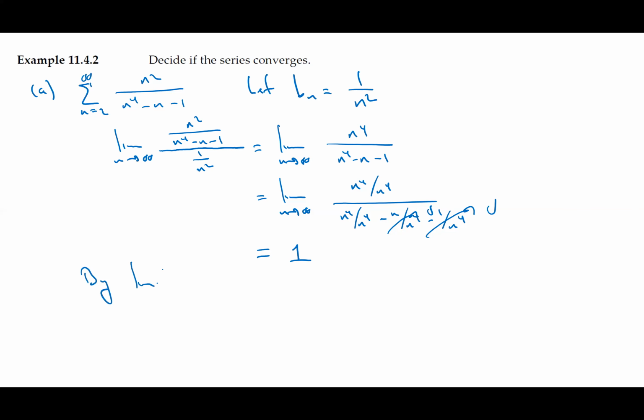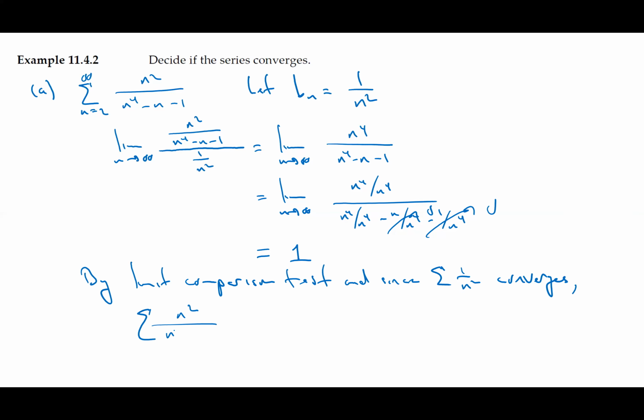So by the limit comparison test, and since my series 1 over n squared converges, right? P series, p greater than 1. I know that the series in question also converges. Okay. Let's try one more.